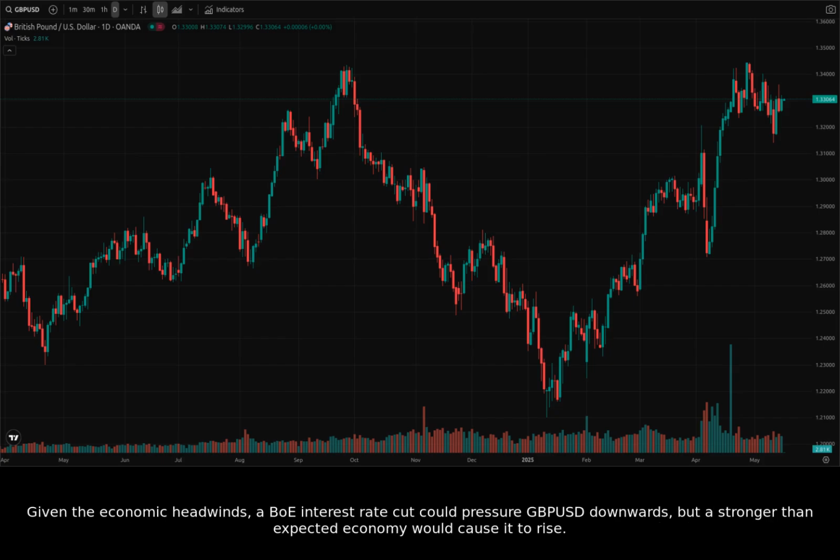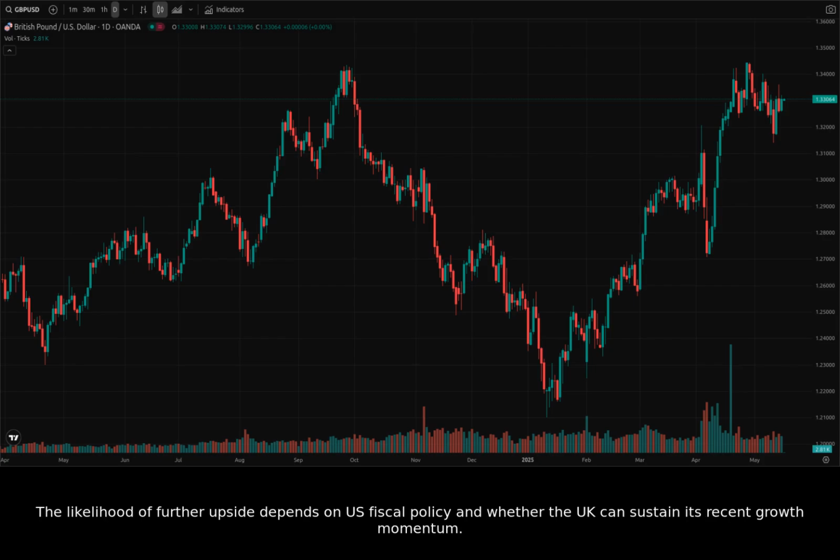Given the economic headwinds, a BoE interest rate cut could pressure GBPUSD downwards, but a stronger-than-expected economy would cause it to rise. The likelihood of further upside depends on U.S. fiscal policy and whether the UK can sustain its recent growth momentum.